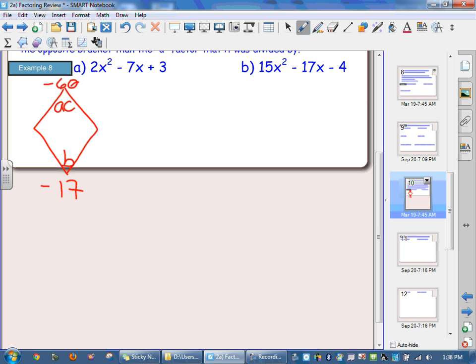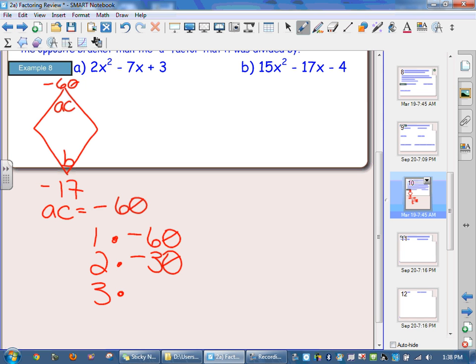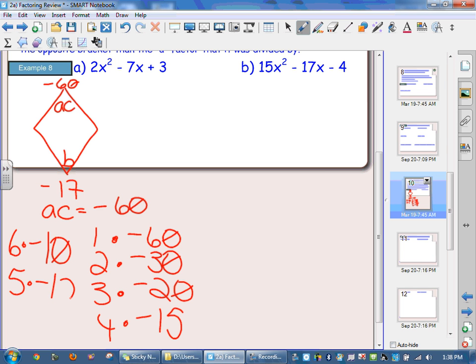So my factors of A times C, my negative 60: 1 times negative 60, 2 times negative 30, 3 times negative 20, 4 times negative 15, 6 times negative 10. And that's all. Sorry, we have a 5 in there too: 5 times negative 12. And that's all that will divide into 60.